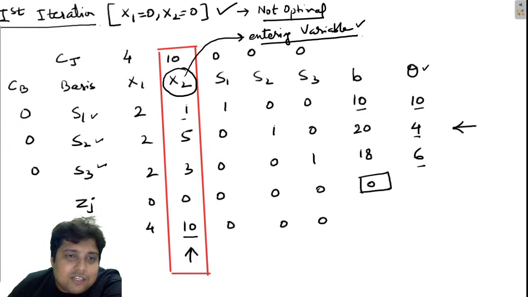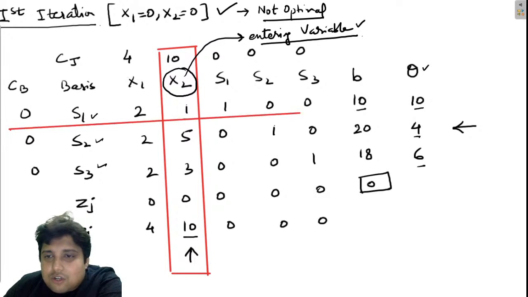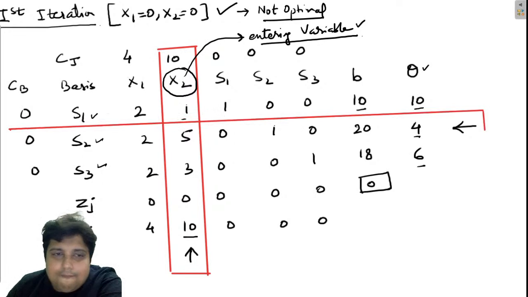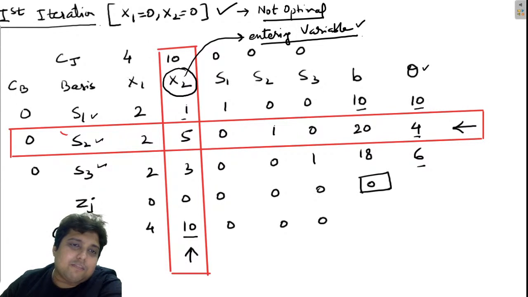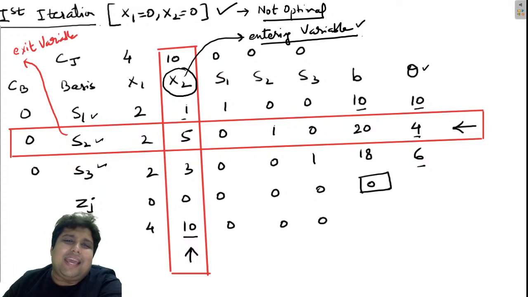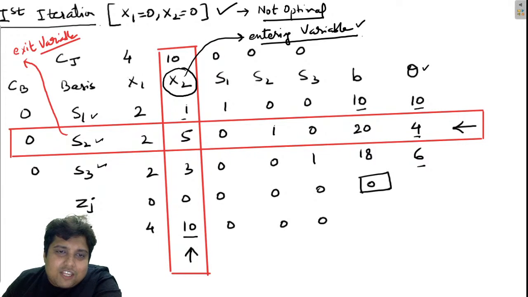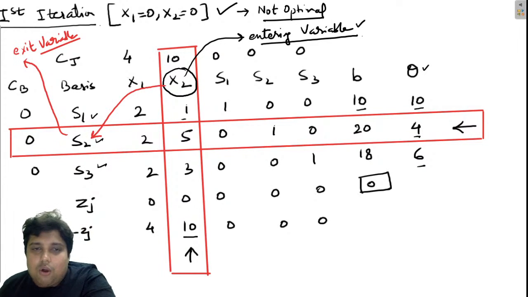So let me just draw the box for you guys. So this is the box. This is indicating that S2 should be leaving. So let me just mark that. X2 becomes the exit variable or the leaving variable, whatever you feel like saying. So in place of S2, we will be writing X2 now.